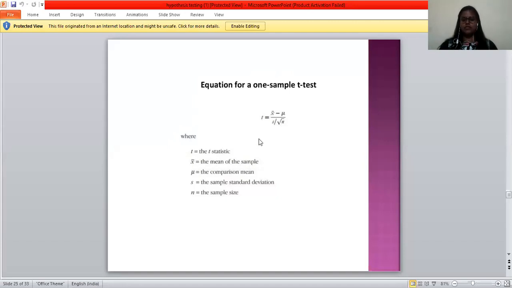X bar is the mean of the sample. Mu is the mean of the population for comparison, or the comparison mean. S is the standard deviation. N is the sample size. So using this formula, one can compute the test statistic for a sample mean.